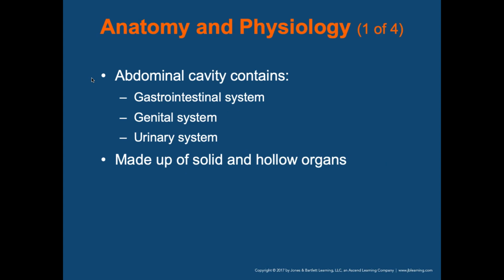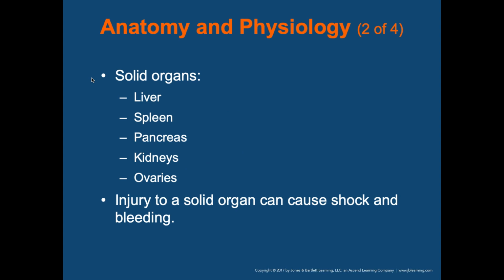With that, the abdominal cavity with A&P contains the gastrointestinal system. We have the small intestines, large intestines, the stomach. We'll keep going through all that in a few minutes. The genital system, and then the urinary system. With this, it's made up of solid and hollow organs. We have both of those inside of us, which I'm going to cover in a second in a picture as well. So the solid organs that we have are the liver, the spleen, the pancreas, the kidneys, and the ovaries for females. And injuries to a solid organ can cause shock and or bleeding. And they can bleed a lot. So we've got to be able to recognize the signs and symptoms of these and get these patients to a trauma center that can do surgical interventions to help stop these bleeds.